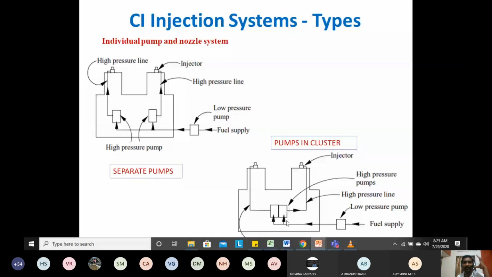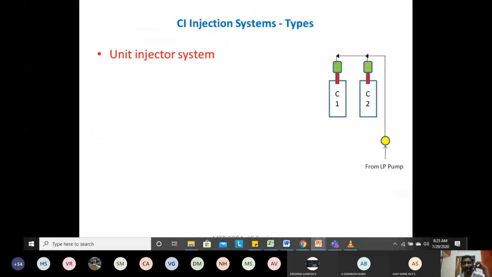Coming to the next type of fuel injection system, which we call the unit injector system. In the case of the unit injector system, the high pressure pump, fuel injection pump and fuel injector are a single unit. So this indicates the fuel injector and pump are both placed here together.